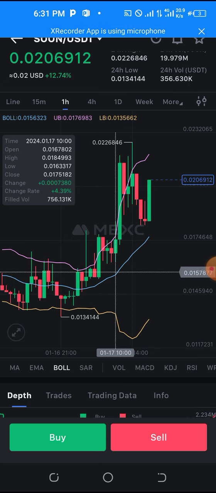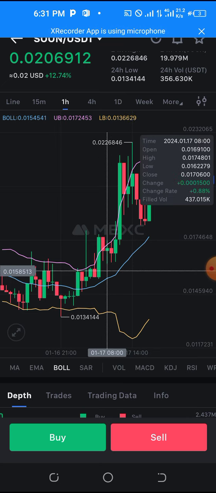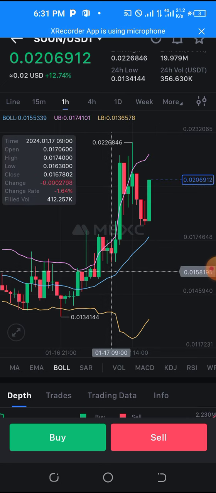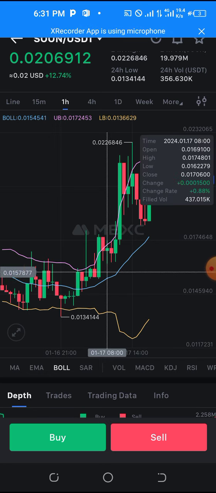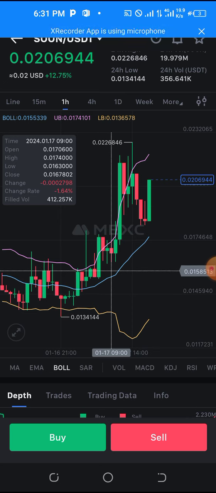0.0158513. The price is actually changing. Let me see. That is where I want to get, this is where I want to place my first trade.